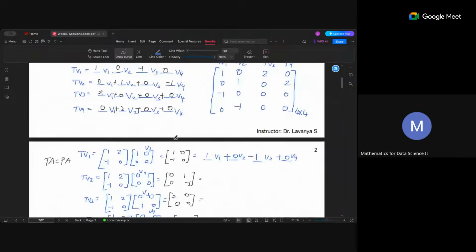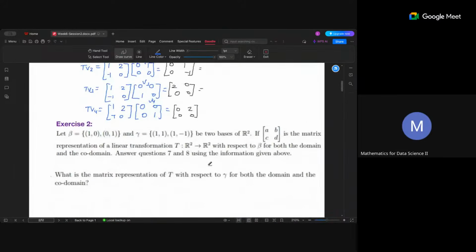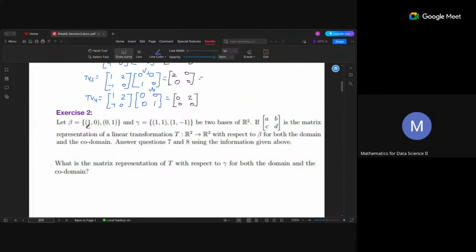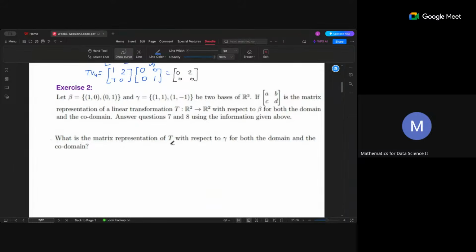Now in this example, we have taken the same basis for both domain and codomain. Now we are having a different setting. Both the domain and codomain are the same, but the bases we are going to consider are different. Now we have two different bases for the same domain and codomain. If ABCD is the matrix representation of the linear transformation with respect to beta for both the domain and codomain, we have to answer the following questions. What is the matrix representation of T with respect to gamma for both the domain and codomain?